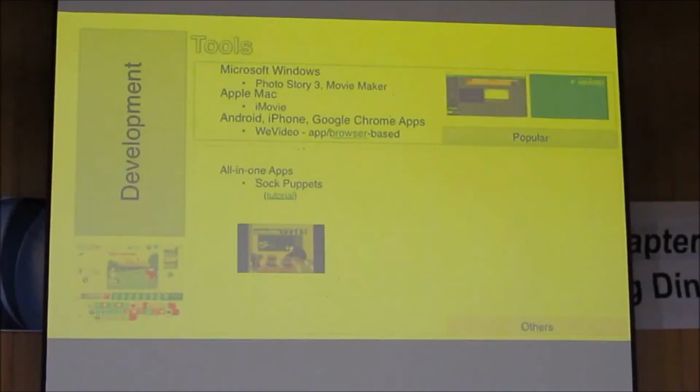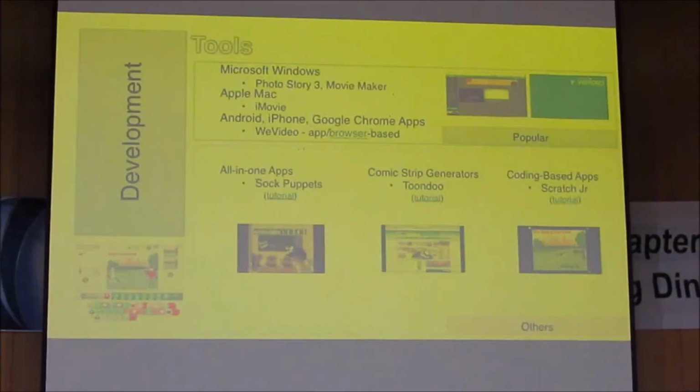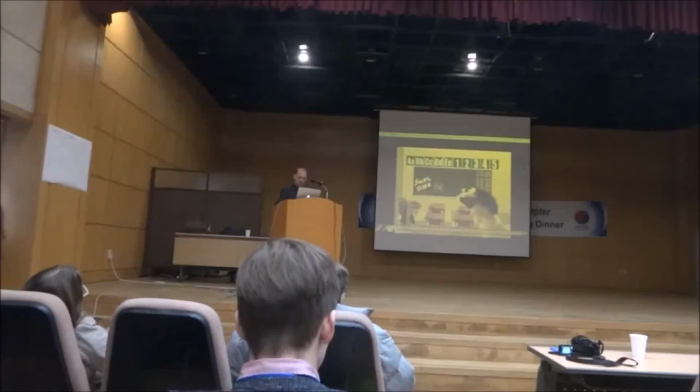So there's a few other tools, all-in-one apps like Sock Puppets, comic strip generators, Toondoo is one, and coding-based apps like Scratch Junior. So if you've got kids in Korea, I know they'll probably be using that one at school. So Sock Puppets is probably easy, and Scratch Junior would be quite complex. So on the left, you can see there's all different coding blocks that are the actions for the actors on the screen. So let's see, we can play a little bit of each of these just so you can get an idea as well.